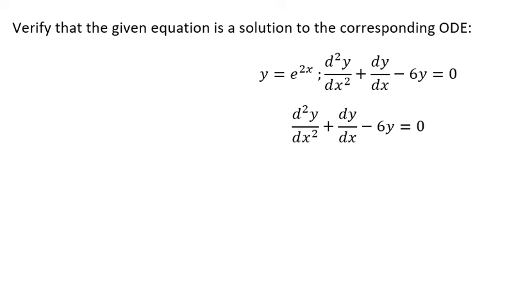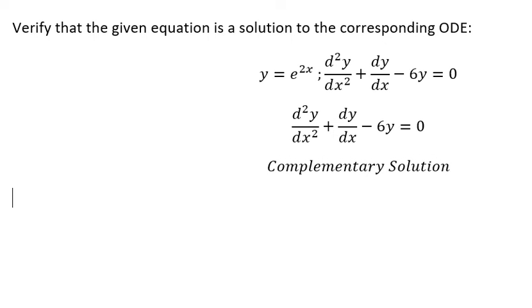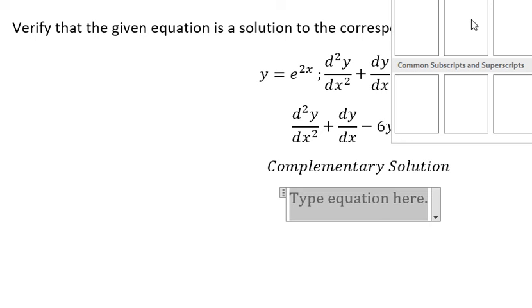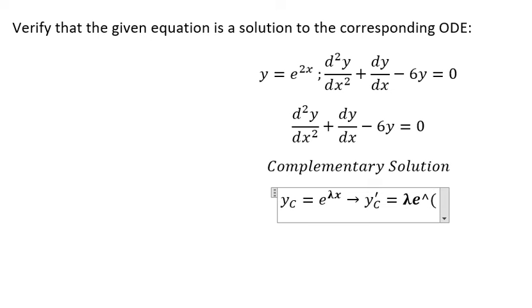So we need to find only the complementary solution. I will put yc equals e to the power of lambda s. Later we take the first derivative of yc, and we have lambda e to the power of lambda s.